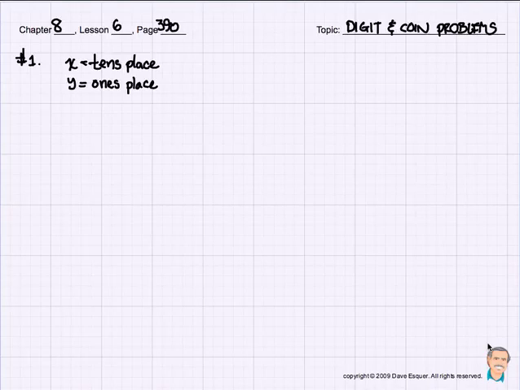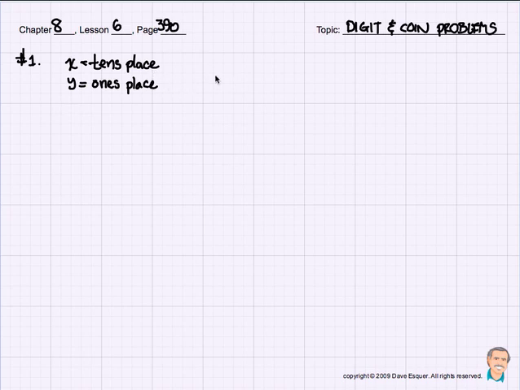Good morning, Chapter 8, Lesson 6, page 390. We're going to do some digit and coin problems. These can sometimes be confusing, but again, we're going to go slow and we'll be able to figure out exactly what they're asking us. Word problems can be confusing. Let's break things up into little pieces and we can figure out what we need to do.